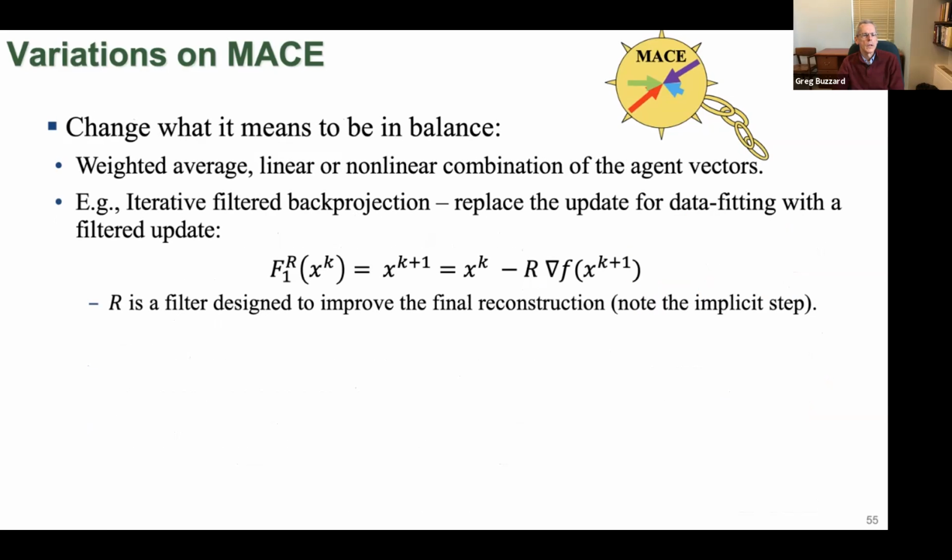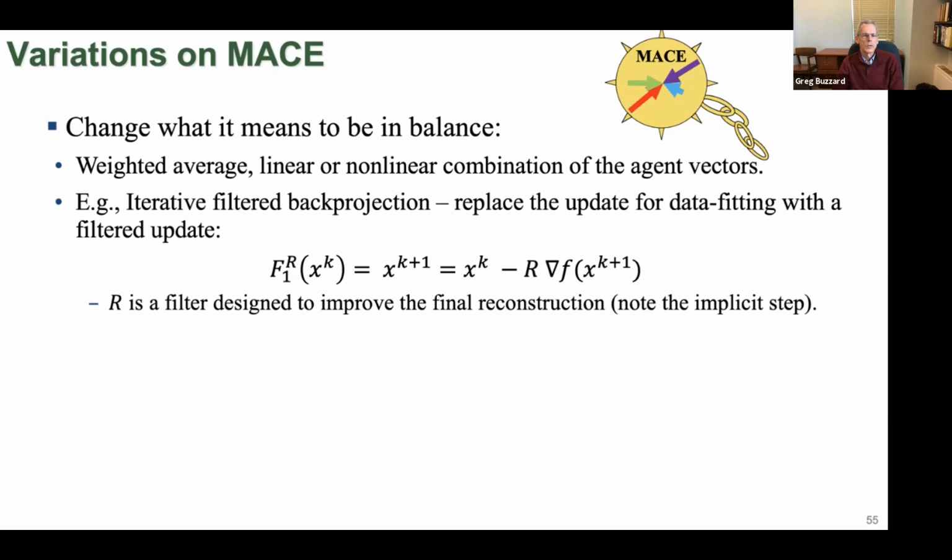Another thing that we've looked at is changing what it means to be in balance. So, our balance was associated with just a regular average of the displacement vectors. You can also think about a weighted average that lets you easily change the regularization strength, or change the importance of one set of measurements relative to another set of measurements.